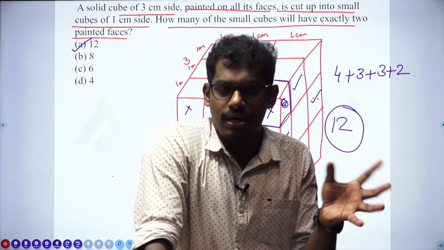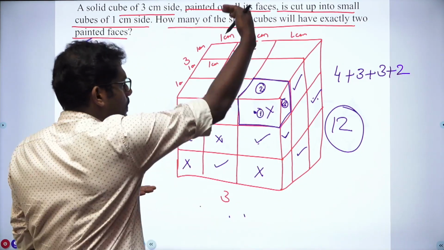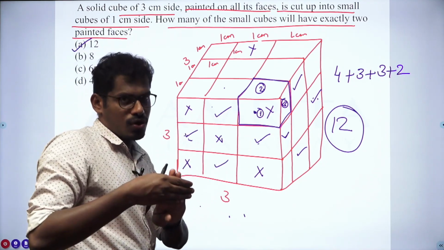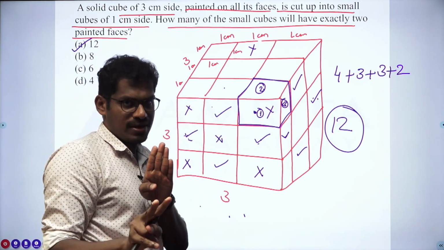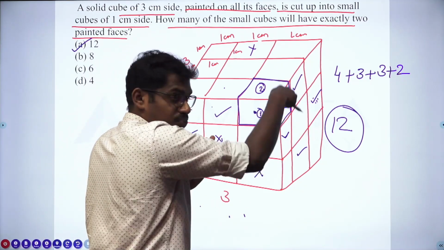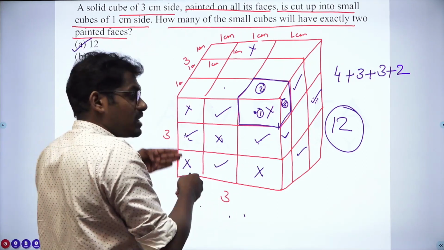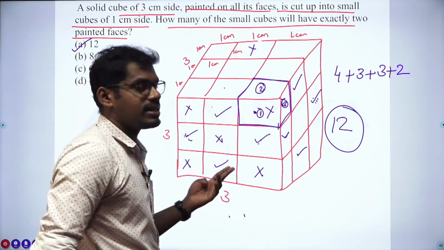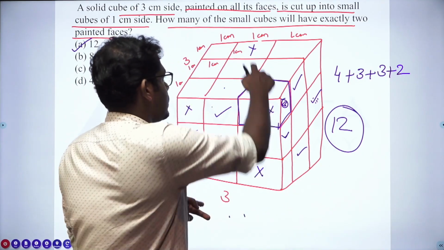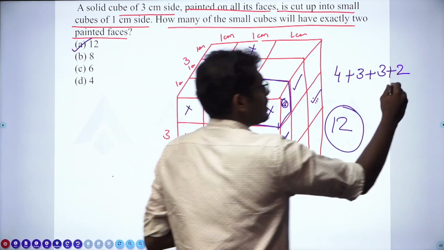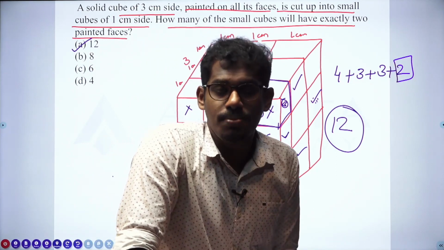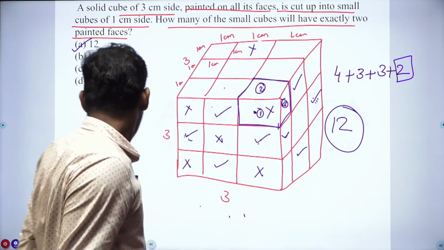I hope you got the idea. See, for the back face, normally a face has 4 cubes having 2 painted faces. Among these 4, one is taken for this face and this one is taken for this face. So what is left? It is left with 2 cubes, the top one and the bottom one. That is the 2 cubes. So in total it contains 12 cubes having 2 painted faces. Clear? Okay. Moving to the next question.